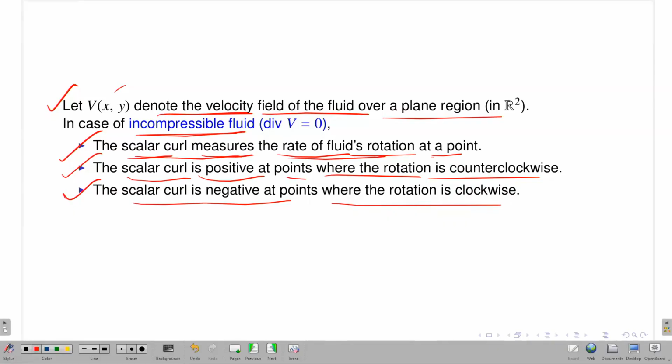So you start with a velocity vector field of the fluid over a plane region. Suppose it is incompressible fluid, that means divergence is 0. Then the scalar curl measures the rate of fluid's rotations at a point. If the rotation is counterclockwise, the scalar curl is positive, and if the rotation is clockwise, the scalar curl is negative at those points. So if the rotation is clockwise, then the corresponding scalar curl is negative, and if the rotation is anti-clockwise, then the scalar curl is positive at that point. That is the implication.